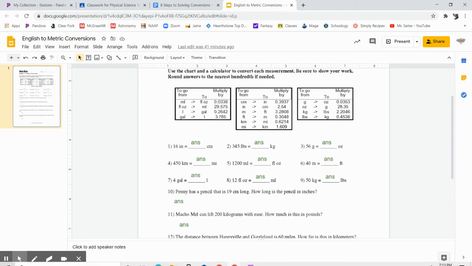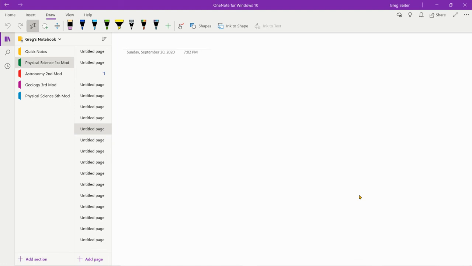Gallons to liters. Now we have ounces to milliliters. 12 ounces equals how many milliliters? Now, here's the deal. We already did this, so if you have it memorized, you don't need to go back. Remember, 1 ounce equals 29.575 milliliters.